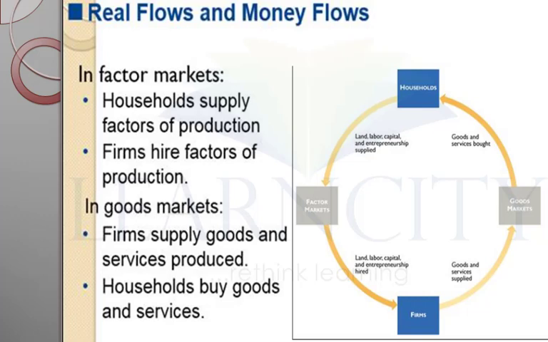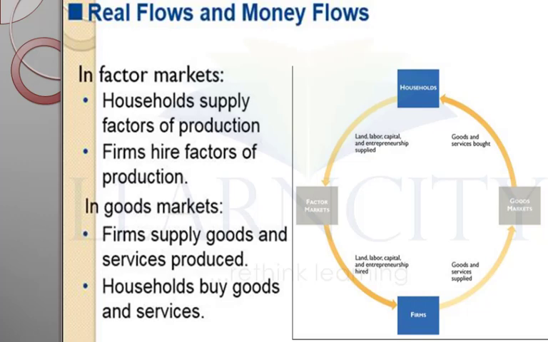So, considering this diagram now, the real flow and the money flows, you're going to see this circular diagram that shows households at the top, firms right under on the opposite side. Then horizontally you see the factor market and the goods market. Now notice that the arrows are going counterclockwise, right? They are showing how labor moves from households to business firms through the factor market, and how goods and services move to the households through the goods market.